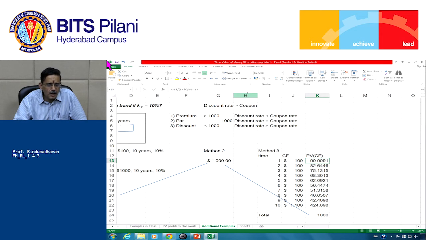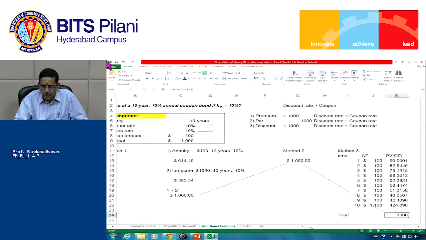I can either use the same present value function, or I can actually do the calculation. I have shown the calculation here, which is I am taking the $100 and dividing by (1 plus r) raised to the power of n. I could have used the present value function also, that will give me the same answer. And then I add all of these, and that gives me the same $1,000 answer.